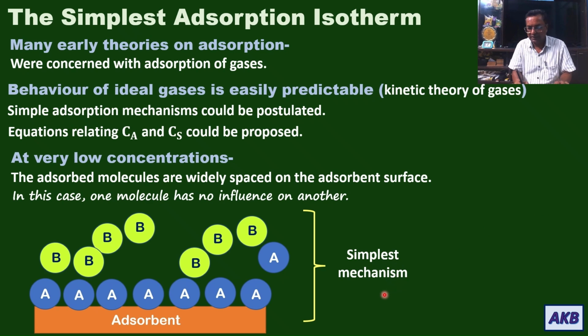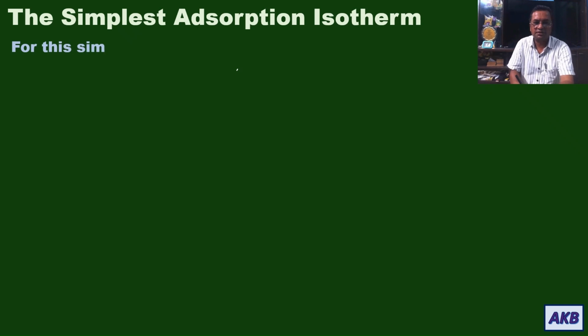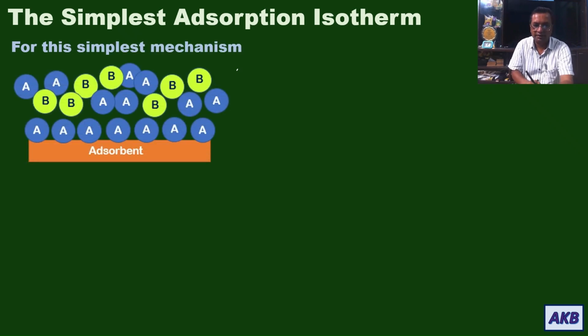This is the simplest mechanism, as I said. So for this simplest mechanism, where you have adsorbed molecules on the surface of the adsorbent, widely spaced from each other and not interacting among themselves, when A is in the fluid phase, that is when A is in the gas mixture, its concentration is Ca, and when it is on the surface of the adsorbent, its concentration is Cs. For gases, the best way of expressing this is partial pressure of A.